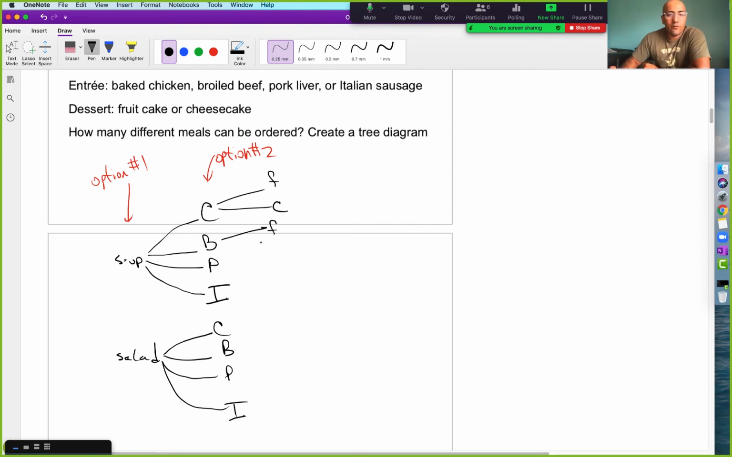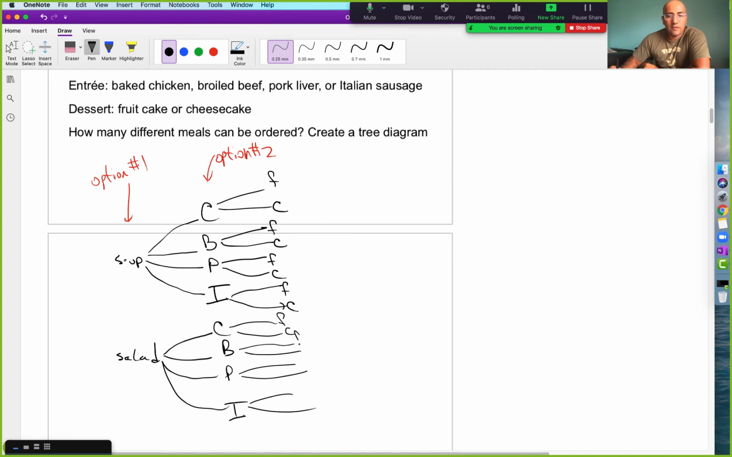Or maybe it's the fruitcake or the cheesecake, right? So for each one of these, we have 2 options that go this way. F, C, F, C, F, C, F, C. Sorry it's so messy. But this whole, and this is option number 3 here. Option number 3. Okay, so this is a tree diagram.